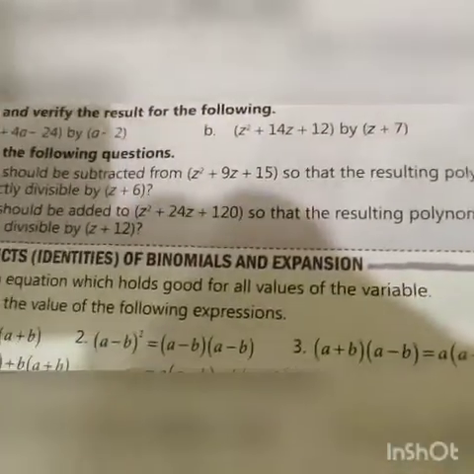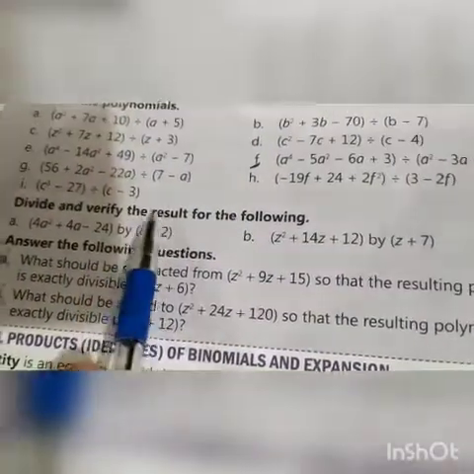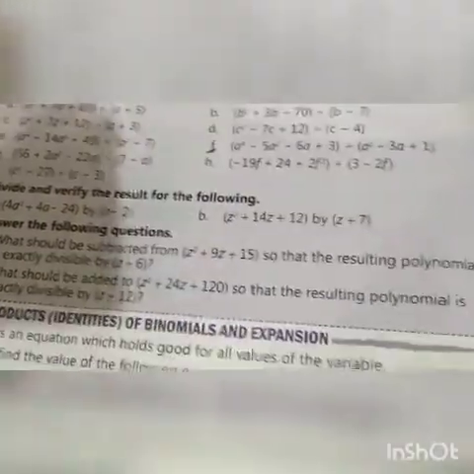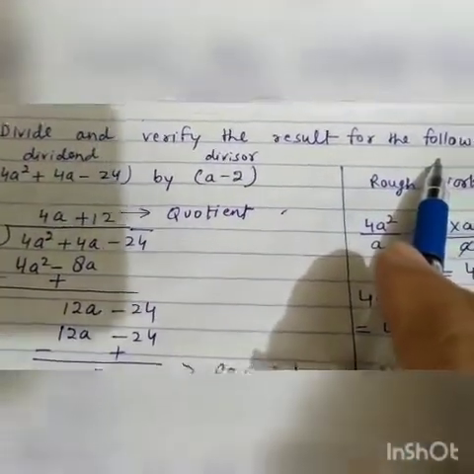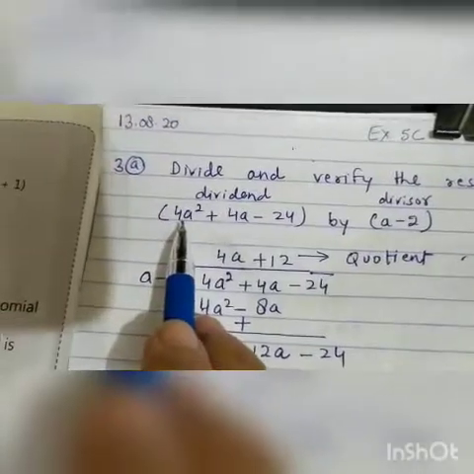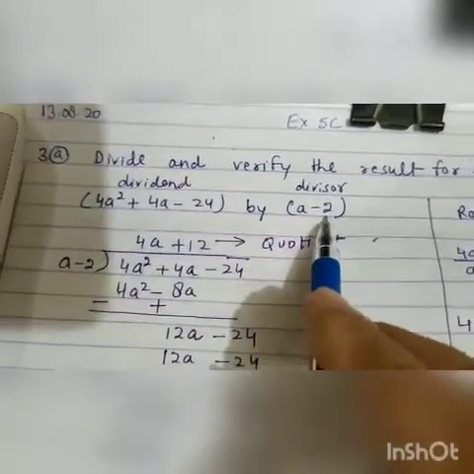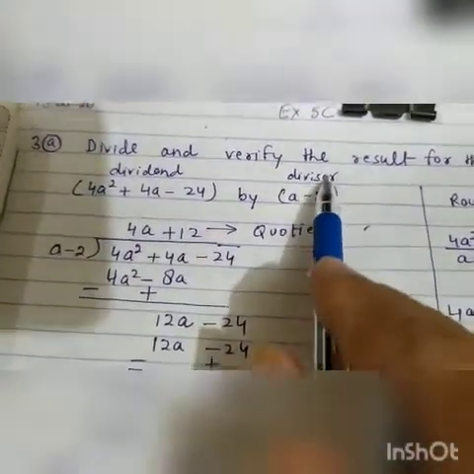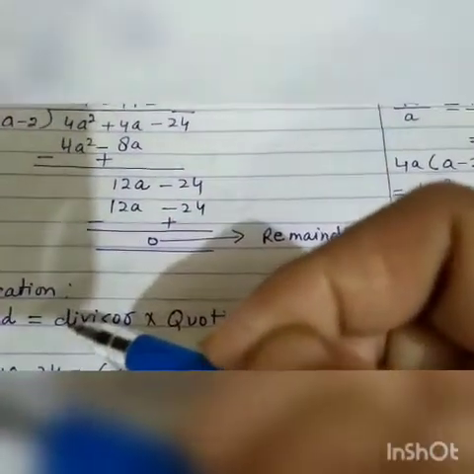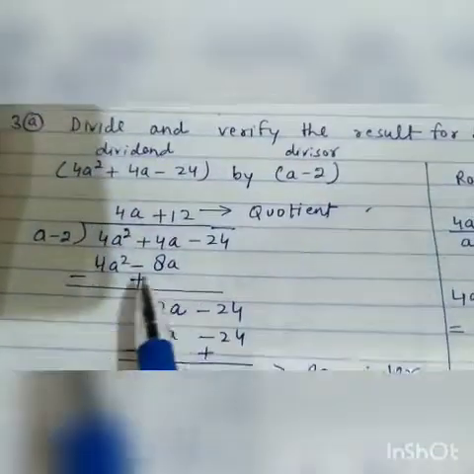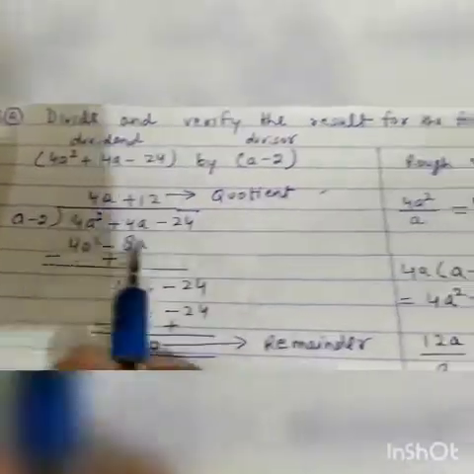Now next question, question number 3. See in the book. Divide and verify the result for the following. Here we have to divide 4a square plus 4a minus 24 by a minus 2. This is dividend and this is divisor. First we will divide as we divided in question number 2. Same pattern. 4a square plus 4a minus 24 divided by a minus 2.